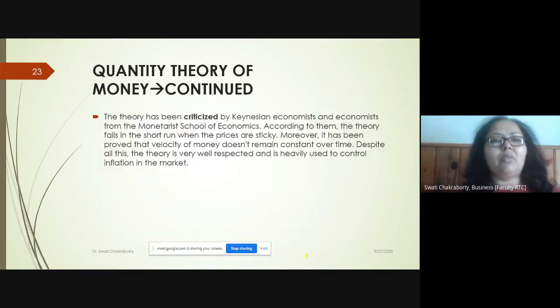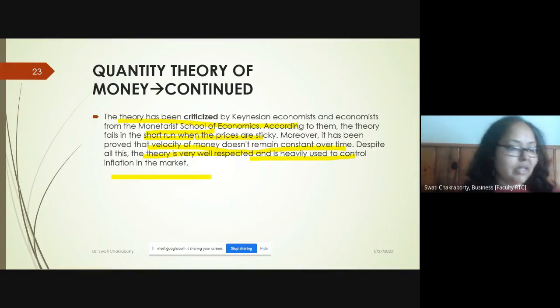So, but you know what? The theory has been criticized by Keynesian economists and economists from the Monterey School of Economics. Why? Because they said that the theory fails in the short run. Why? Because the prices are very sticky. Moreover, it has been proved that the velocity of money doesn't remain constant over time. It changes. But despite all this, the theory is still respected and it is used to control inflation in the market. That's why it's still used.